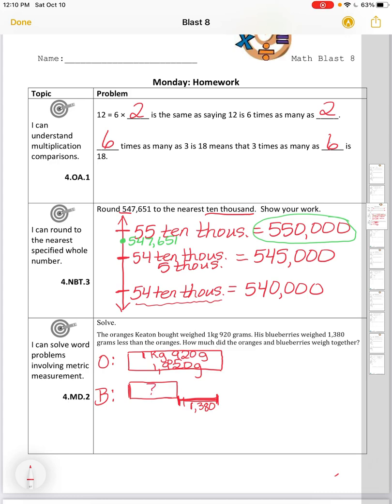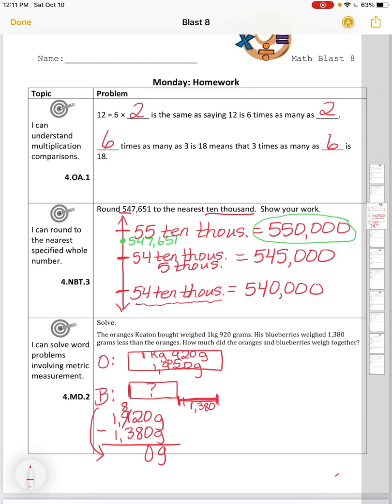So we want to know, well, then how much is that? So I'm going to take the weight of the oranges, 1,920 grams, and I'm going to subtract 1,380 grams. And that will tell me what the blueberries weigh. We'll keep our units in grams. 0. In the tens place, I have 2 and I'm taking 8 away. So I'm going to go over to the hundreds. I'll borrow 1, leaving 8 hundreds there.